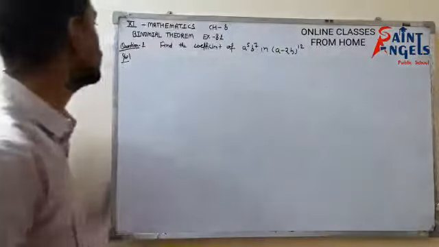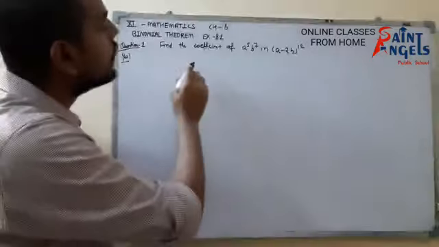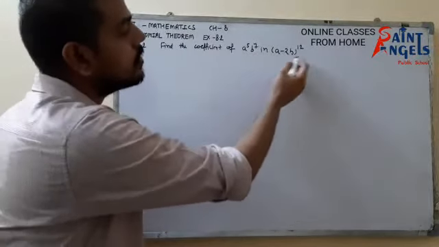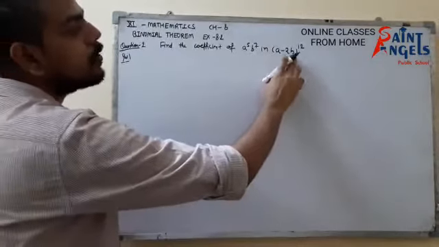So now let us look at question number 2 of exercise 8.2. In this question we have been asked to find the coefficient of a to the power 5 and b to the power 7 in this expansion. First of all, I am just writing down the general term of this expansion.